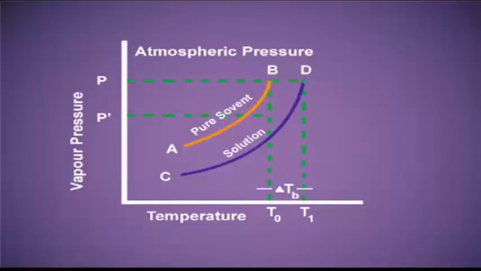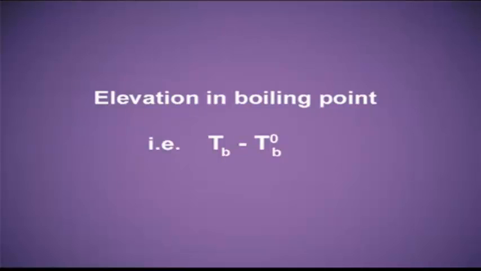And if we want our solution to boil, we heat it more. At TB temperature, the vapor pressure increases and becomes equal to atmospheric pressure, and at point D you can see that it becomes equal to atmospheric pressure and it is boiling. So you can very well see that there is an increase in the boiling point. This increase in the boiling point is known as delta TB, that is elevation in boiling point. It is equal to TB minus T naught B.